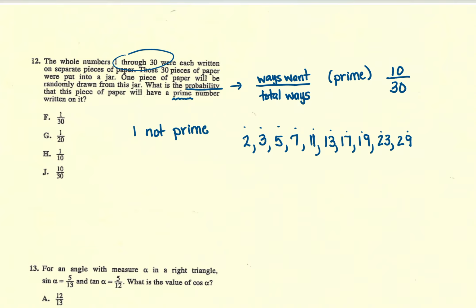They didn't reduce that fraction. Sometimes they do, but they didn't this time. The answer is J. Good news though. If you forgot that 1 is not prime, you would have probably said 11 over 30. And I feel like you would have still guessed that because it was the closest to what you had. But again, 1 is not prime.